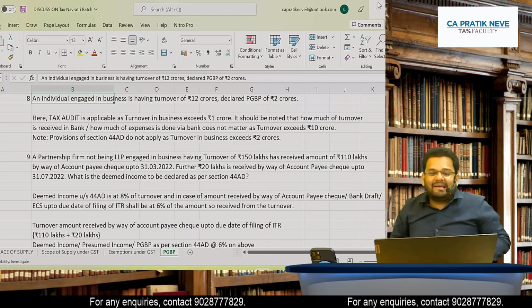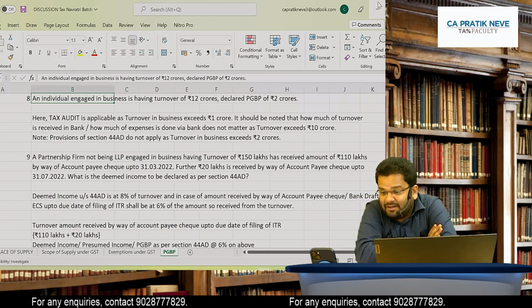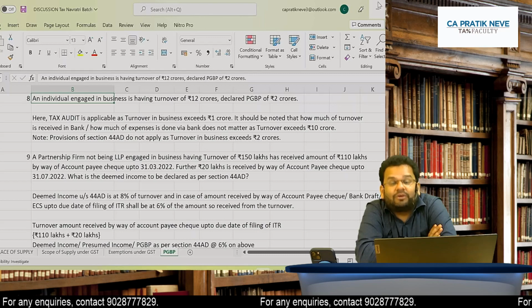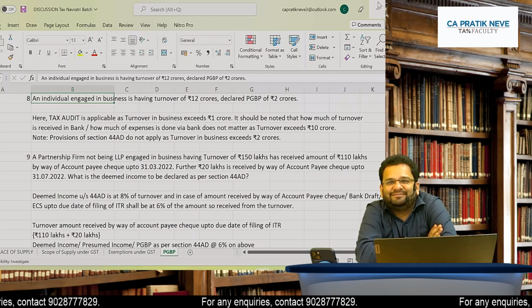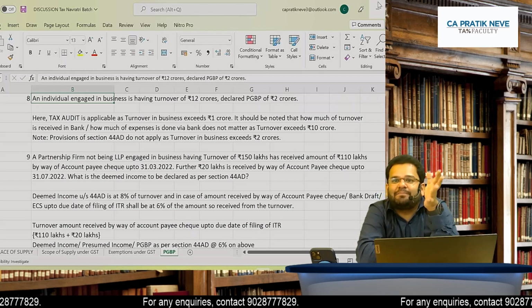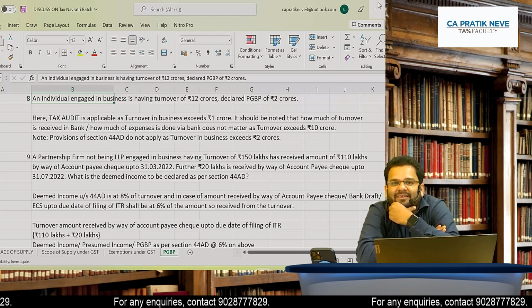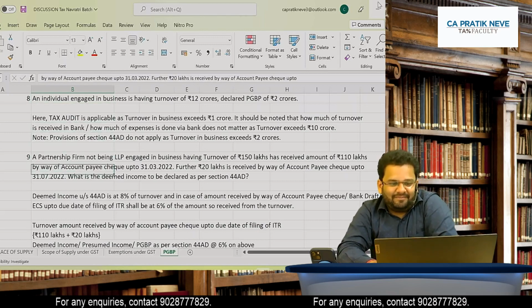इंडिविजुअल engaged in businesses having turnover of 12 crore. 12 crore मतलब क्या हुआ है? It is exceeding 10 crore. Yes. तो directly tax audit is applicable, right? So कुछ मैटर नहीं करेगा बाकी.